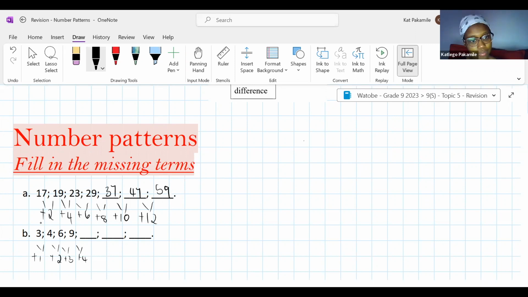There we go. That will give us how much? 13. 13, and then we add 5, and that will give us 18. 18, and then we add 6, and that will give us 24. Thank you very much. That was beautiful.